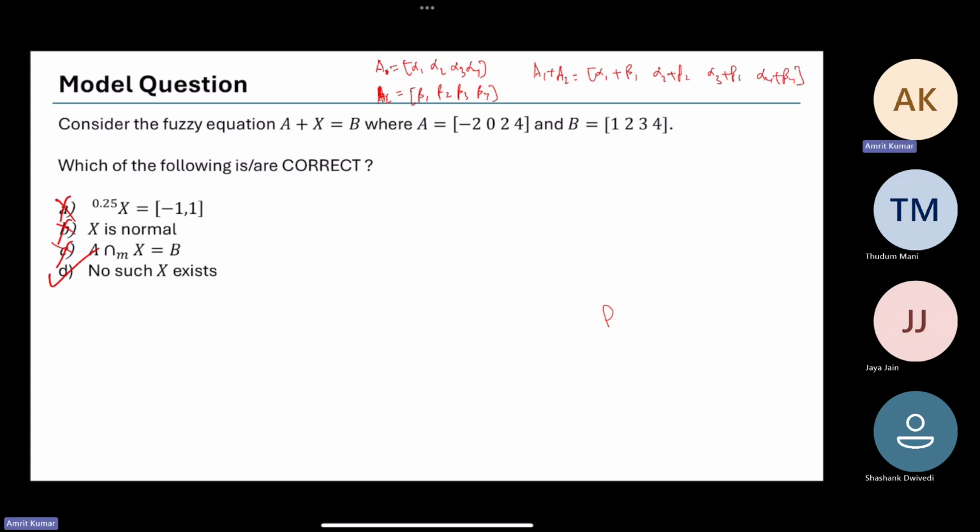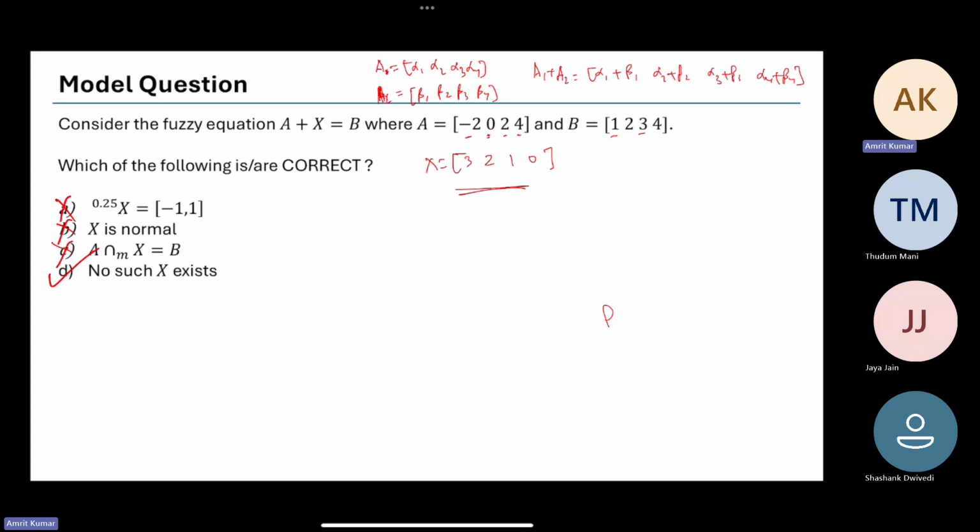So we want to add something to -2 to get 1. So we need to add what? 3, right? Similarly, we want to add something to 0 to get 2. So 2. We want to add something to 2 to get 3, 1. And we want to add something to 4 to get 4, 0. But is it a meaningful trapezoidal number?